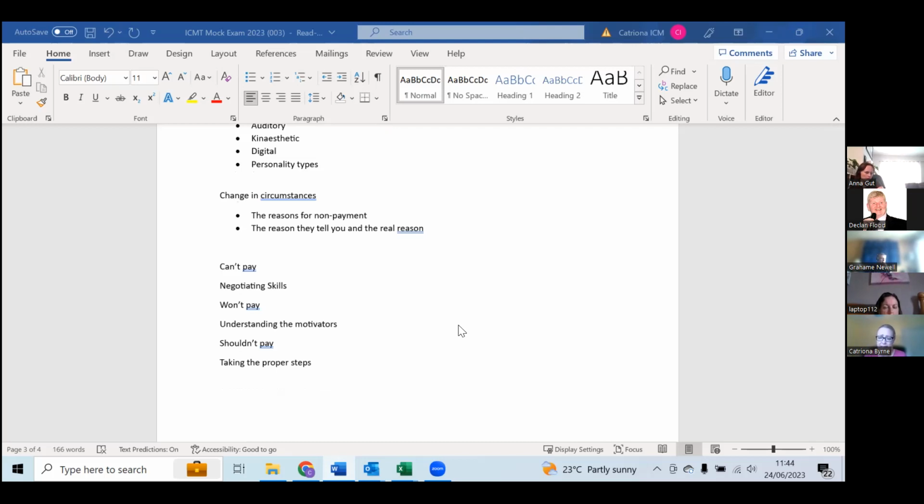Your negotiating skills will absolutely be key here. So how do you negotiate? What are the key negotiating skills that you need? As I mentioned already, there are those who won't pay. Why won't they pay? It's about understanding the motivation around it. They won't pay because there's been a customer service issue. How do you, as a credit controller, try to resolve that issue to the point that you get that customer to pay?